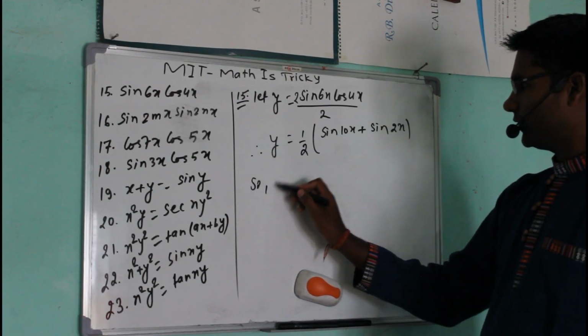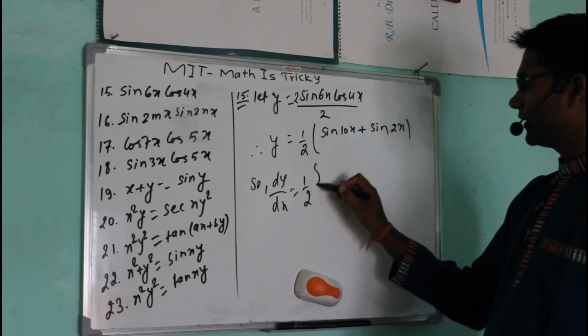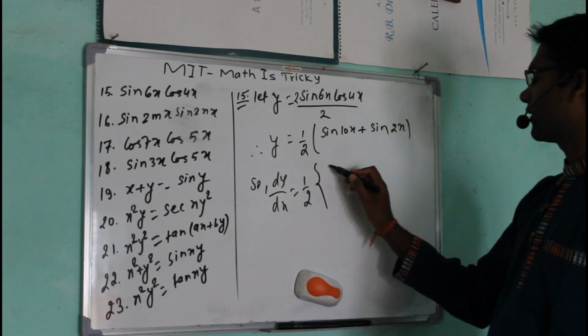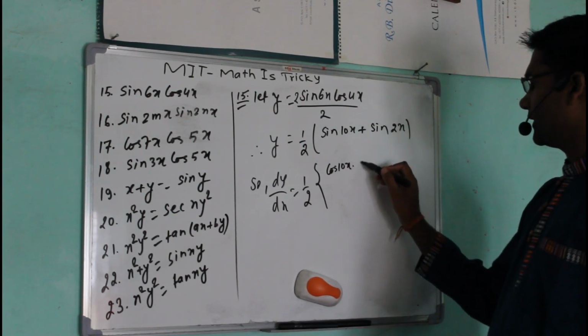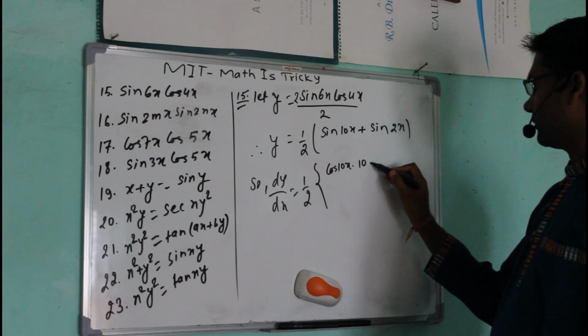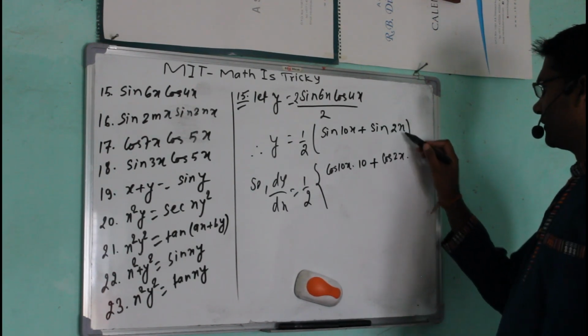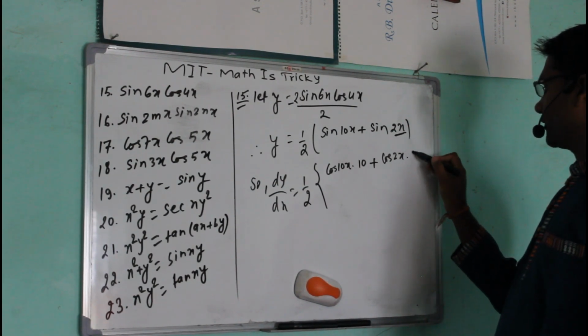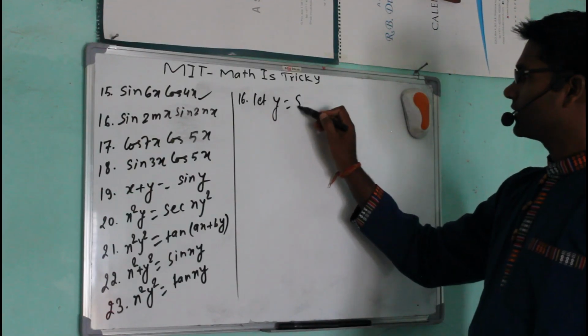So we can write dy by dx equals 1 by 2. Derivative of sin x is cos x, so cos 10x, and for the derivative of 10x it is 10, plus the derivative of sin 2x, which is again cos 2x, and the derivative of 2x is simply 2. For the next one, y equals sine 2mx sine 2nx.